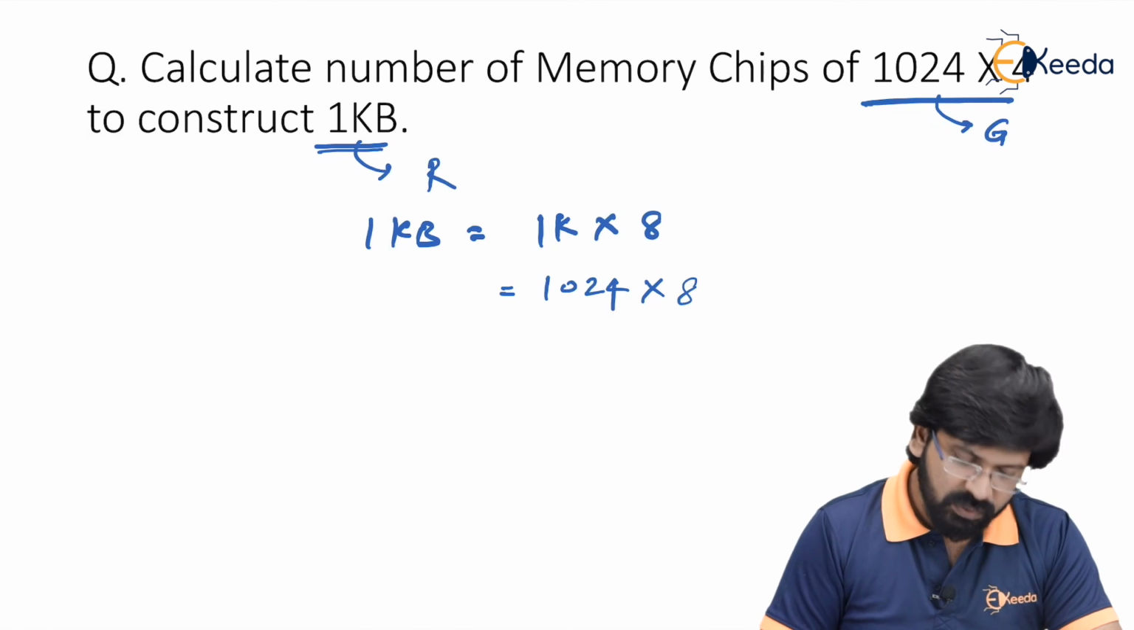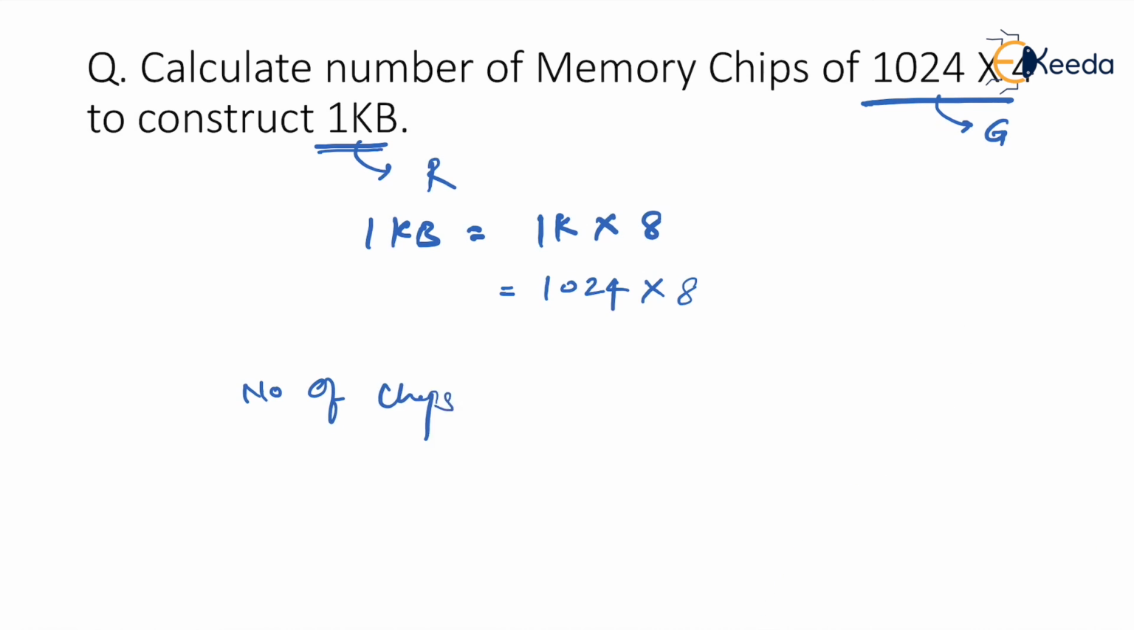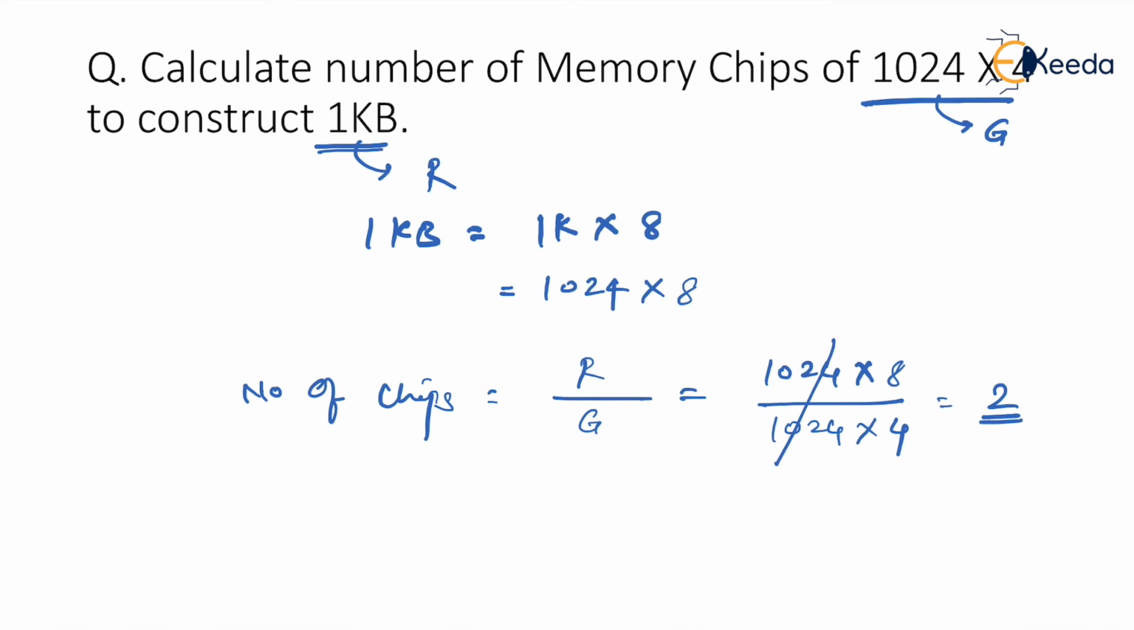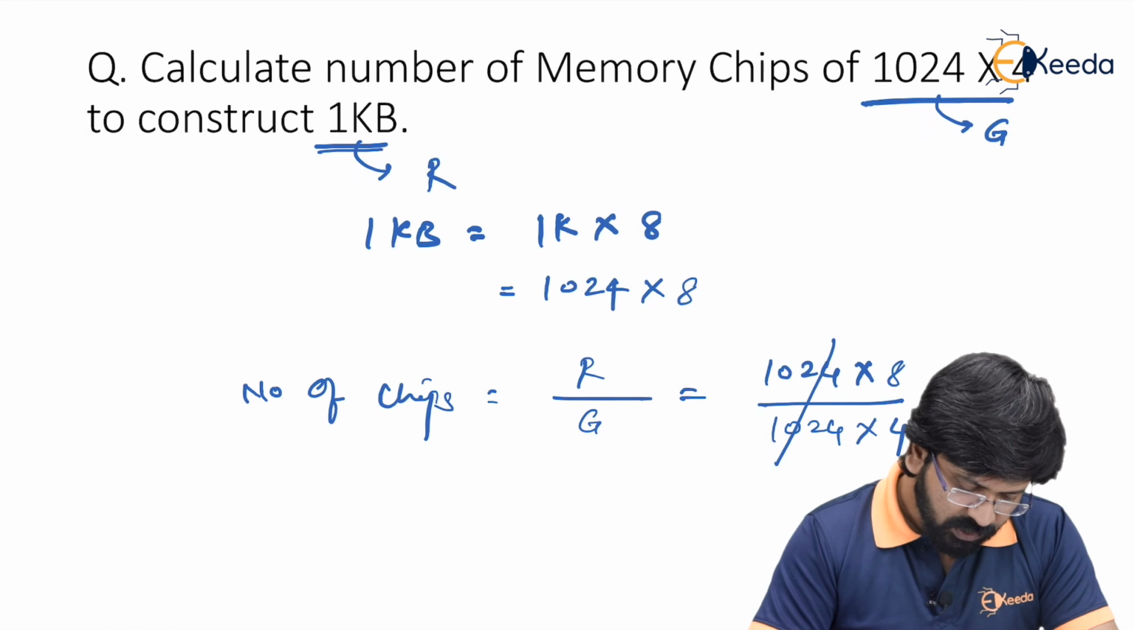Now let's put it into a formula where the number of chips required is always required upon given. What is required is 1024 cross 8 divided by what is given, 1024 cross 4. So 1024 got cancelled, it gives you 2. Therefore, 2 chips of 1024 cross 4 are required in order to construct 1024 cross 8, meaning 1K into 8, again meaning 1 kilobyte. So I am sure you understood this.